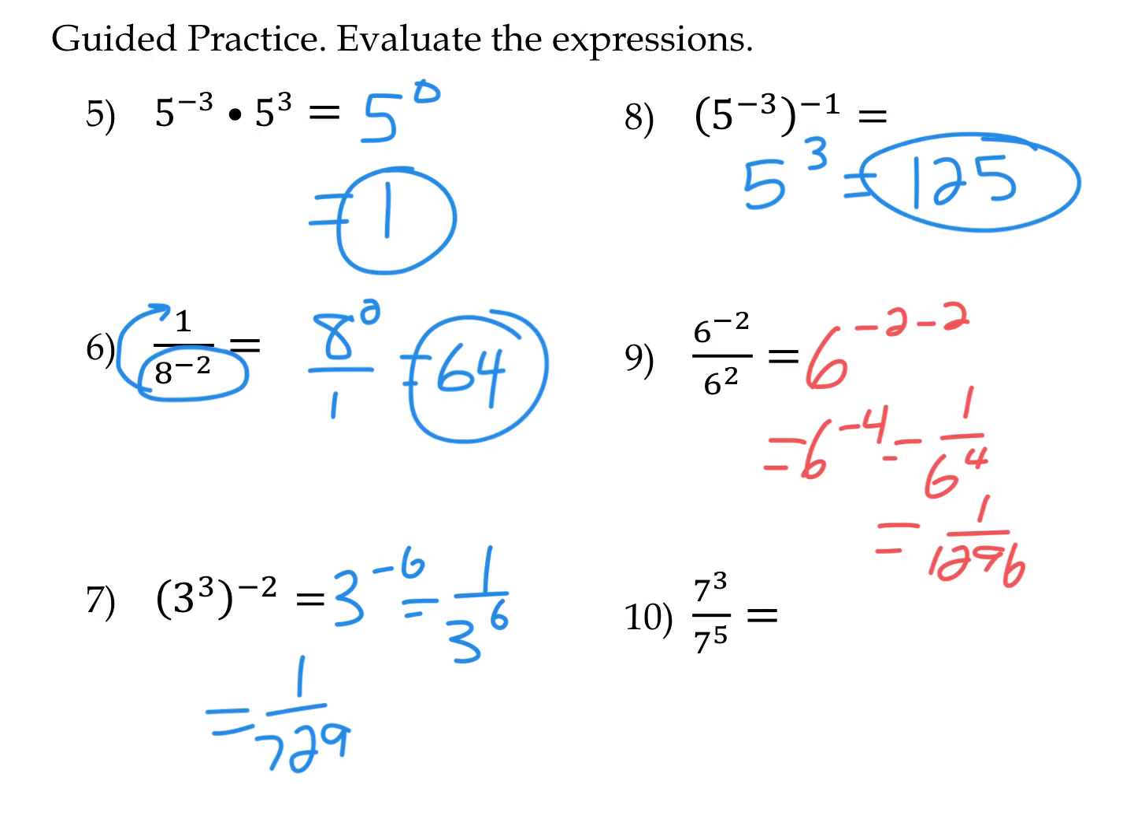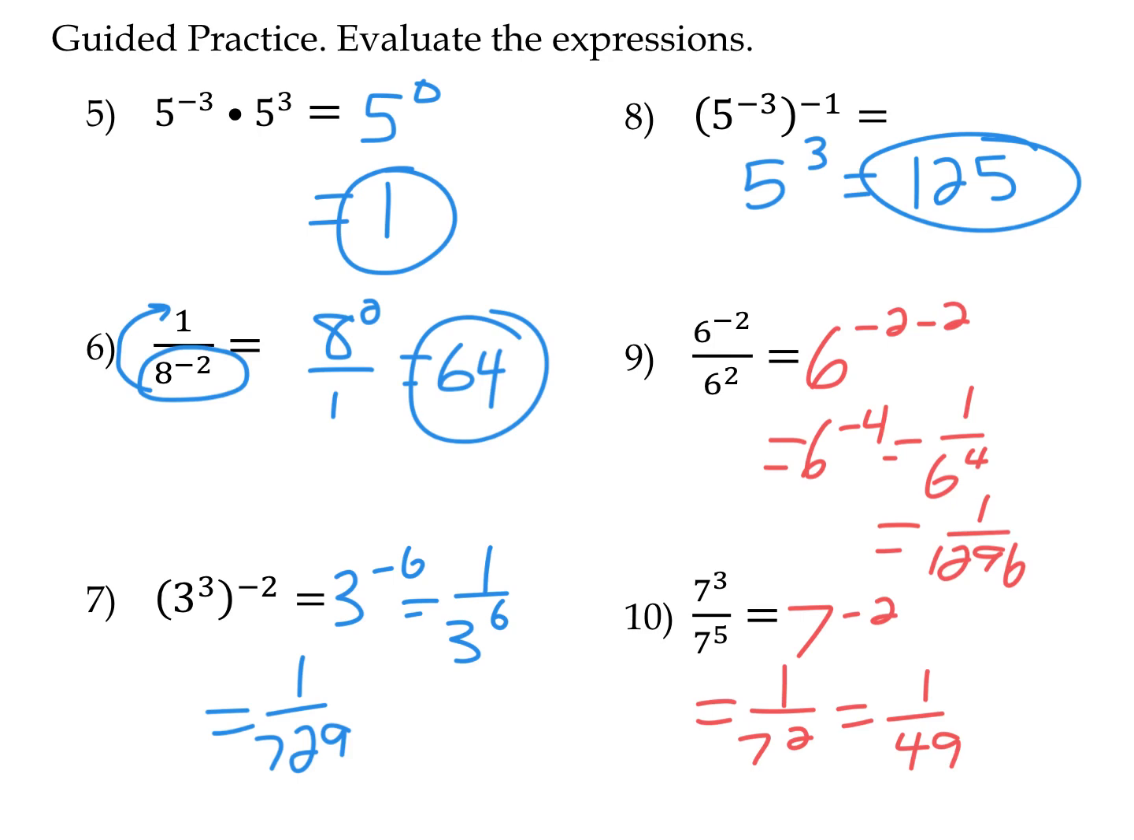So now we'll move on to our example number 10, and we have 7 to the third over 7 to the fifth, we're going to subtract. So it's 7 to the negative second, which is 1 over 7 to the positive second. That's 1 over 49. Okay, so the properties of exponents don't change if we have a negative exponent, right?